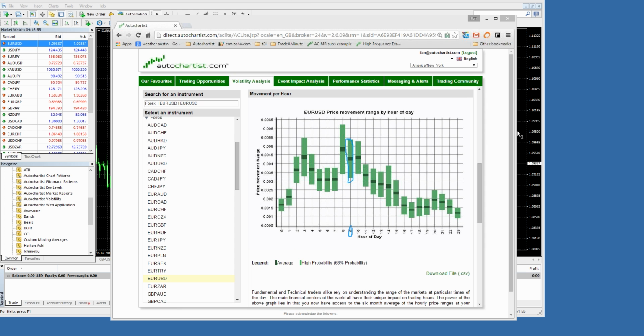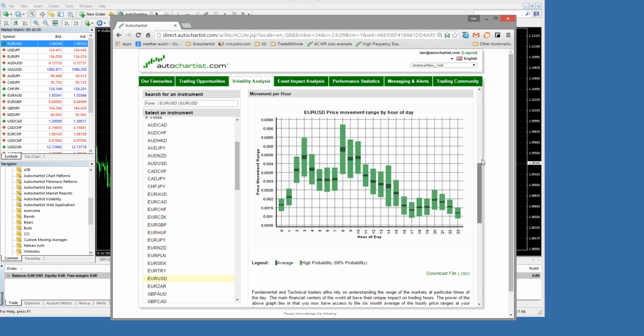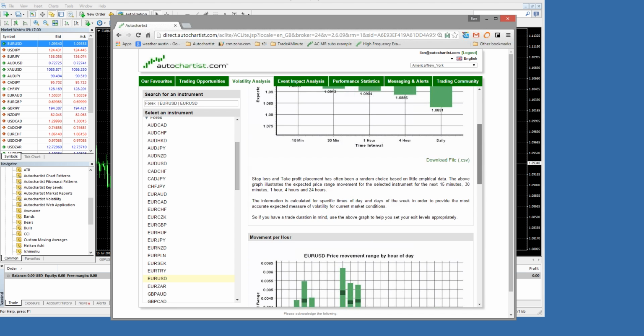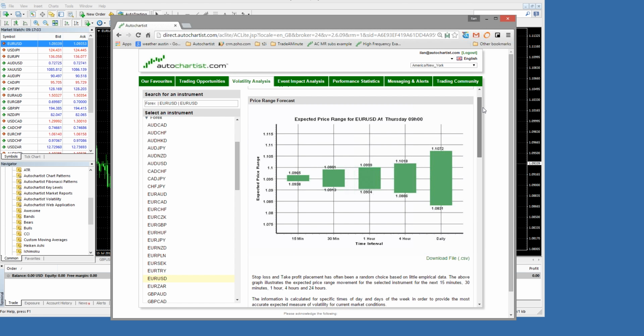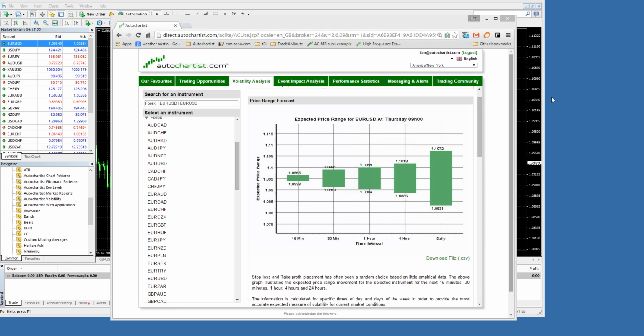Now I want to show you something else. If you scroll up on the screen, you'll actually get what we affectionately term as the trumpet at Autochartist. Now, the trumpet is really a more granular, more detailed look as to what we can see, what we can expect on the selected instrument at this time of day, right?